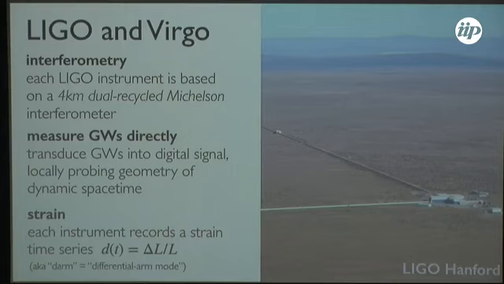We can measure gravitational waves locally and transduce them into a digital signal, which is a difference from other observations or evidence for gravitational waves, for example, for binary pulsars that we had before. Okay, and what we measure and record is this local change in length over length, so the strain, and we sometimes call it differential arm mode, which is the difference between the two arms over the original length of the arms as the gravitational wave goes through.